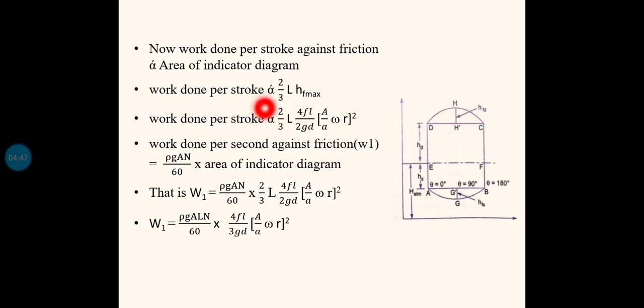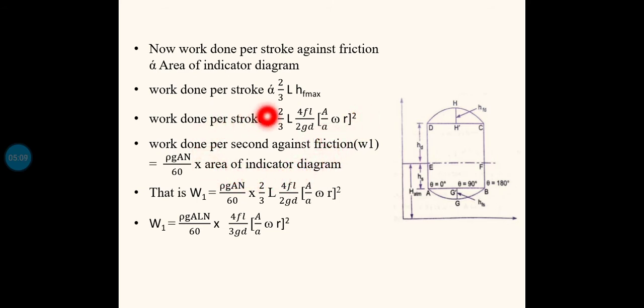So work done per second is work done per stroke, not work done per second. Actually, work done per stroke is directly proportional to 2 by 3 into L into HF max. This term is the area of the indicator diagram due to friction. Instead of HF max, I will substitute 4FL by 2GD into A by A omega r whole square.